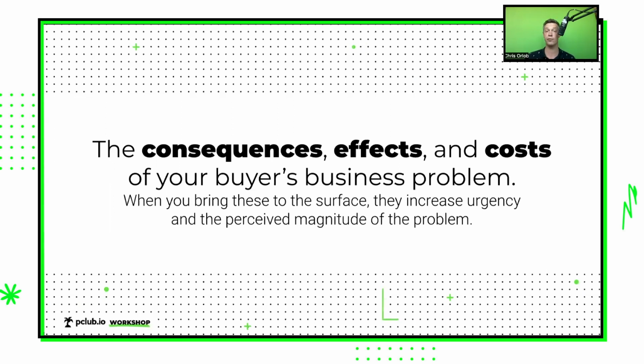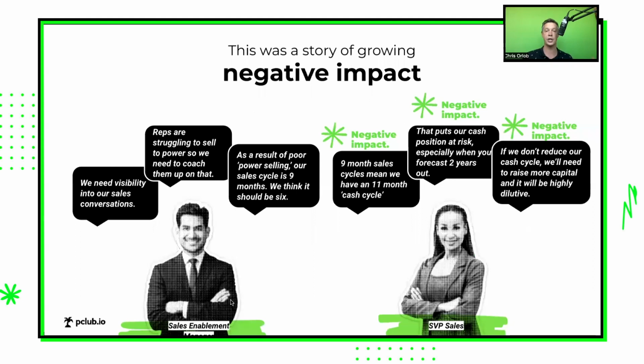And the point is, when you bring these consequences, these effects, these costs, these negative impacts, when you bring them to the surface with your buyer and you talk about them and explore them in a non-manipulative way, which I'm going to teach you how to do, they increase urgency and the perceived magnitude of the problem. Okay, this is how you ratchet up the problem up the priorities list, and you create a stronger bias for action and bias for buying sooner than if you didn't.